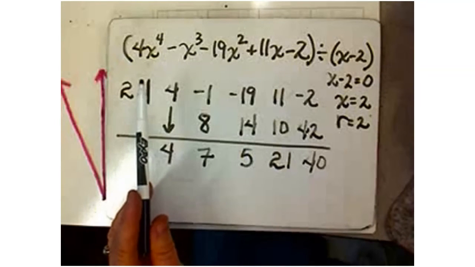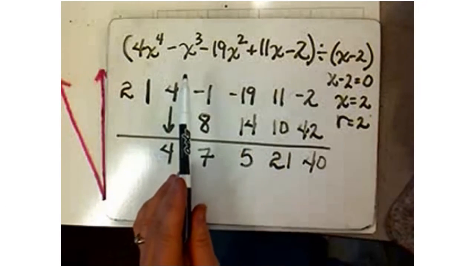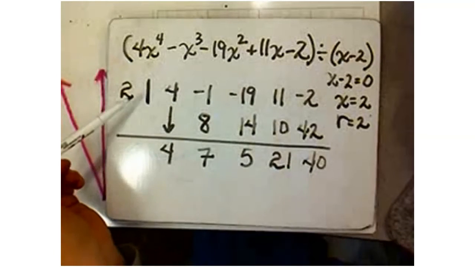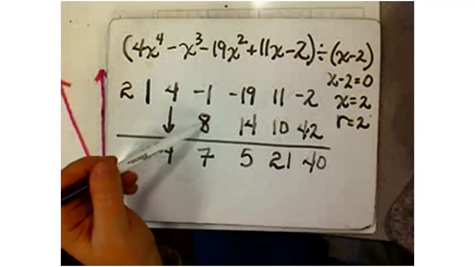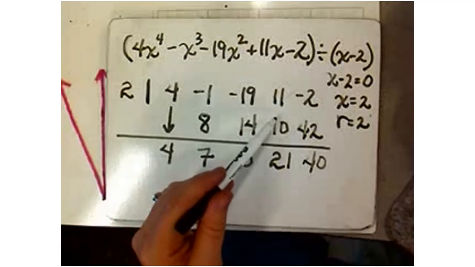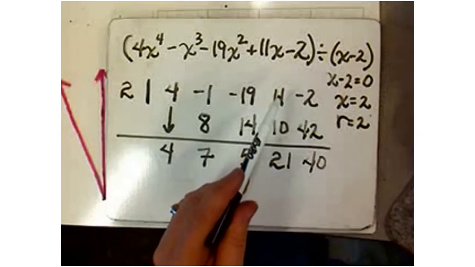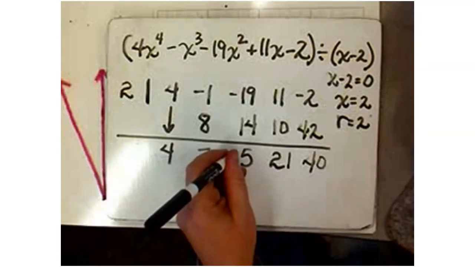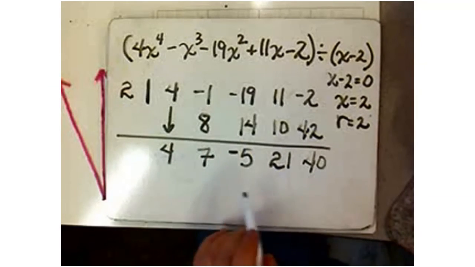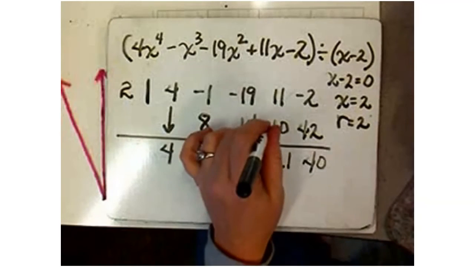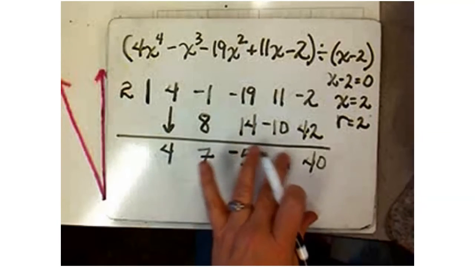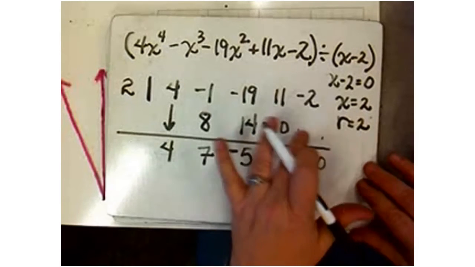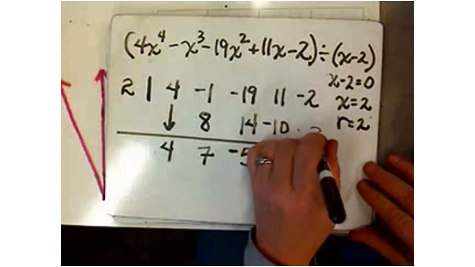Let me double check my work. For negative 1, negative 19, 11, and negative 2, I got to pull down the 4. 2 times 8 is 8. 14, 2 times 5 is 10. 11 and, oh, excuse me, I made a mistake here. This is a negative 5. I'm checking my work. 2 times negative 5 is negative 10. So we'd have an 11 and negative 10, which is a 1, and then 2 times 1 is a 2. So we want to put a 2 there to get the 0.